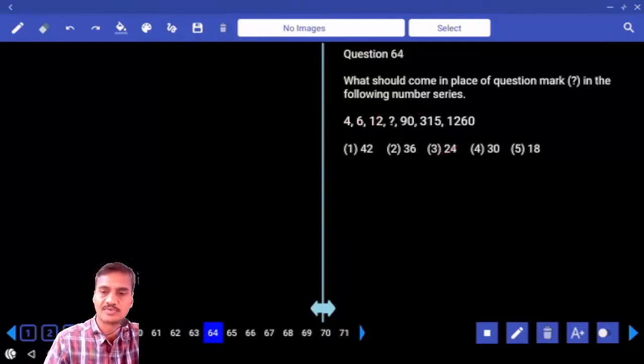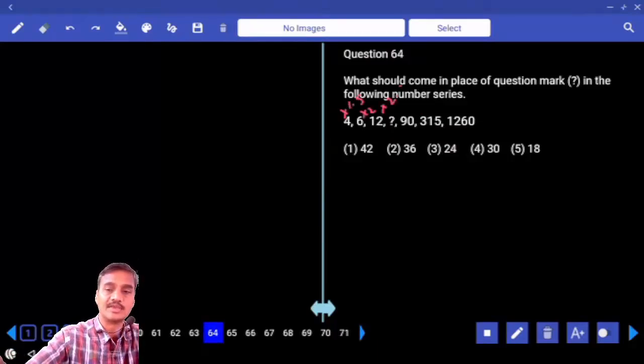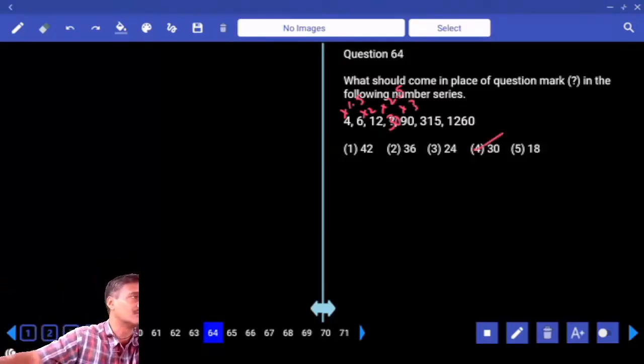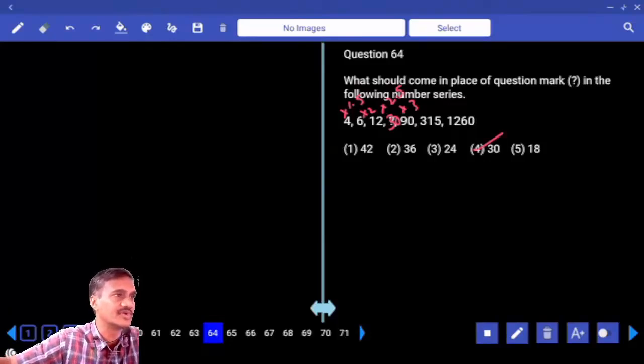And 64: 4, 6, 12. Now 4 into 1.5 is 6, and 6 into 2 is 12, and the next one into 2.5. Into 2.5 is how much? 30. 30 into 3 is 90. The given numbers are multiplied by 1.5, 2, 2.5, 3, 3.5, and so on.